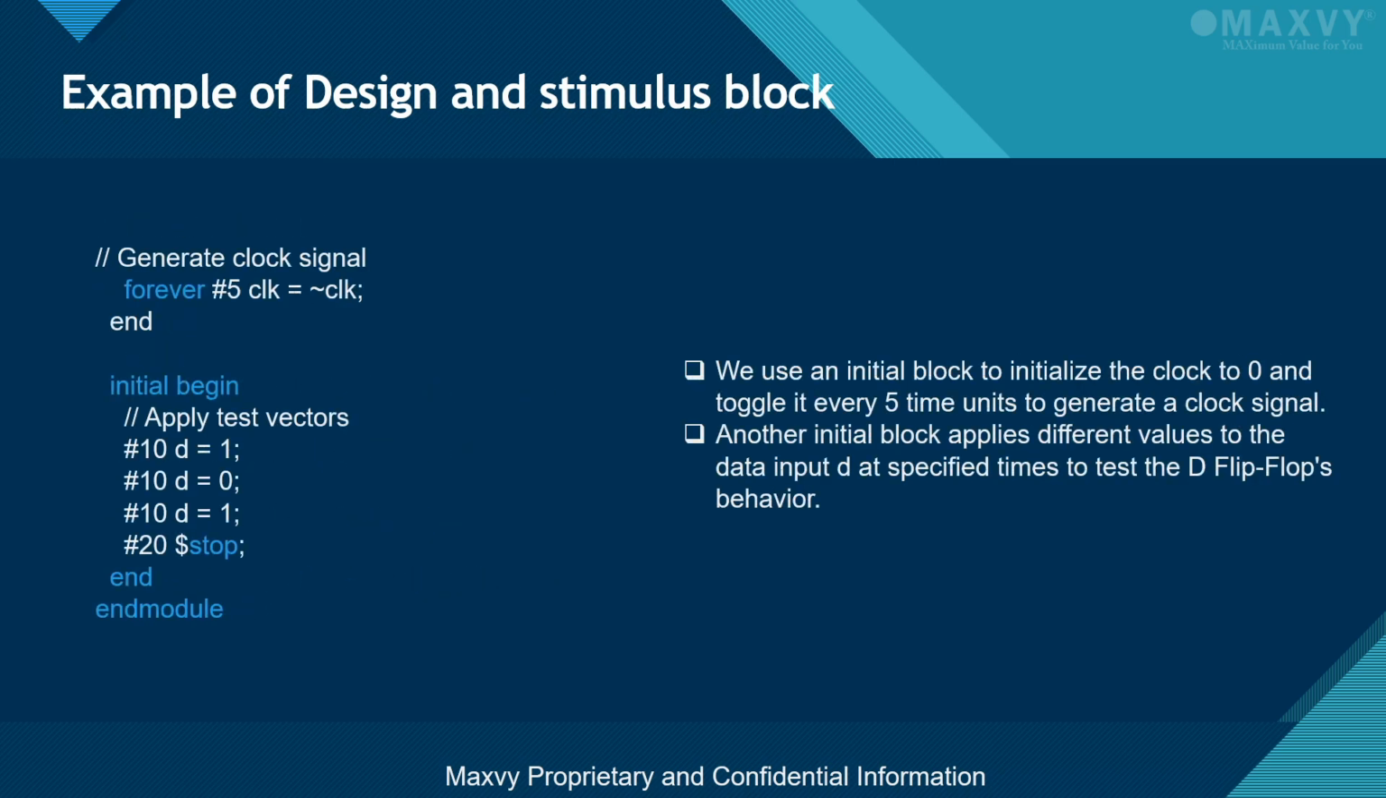We use an initial block to initialize the clock to 0 and toggle it every 5 time units to generate a clock signal. Another initial block applies different values to the data input D at specified times to test the D flip-flop's behavior.